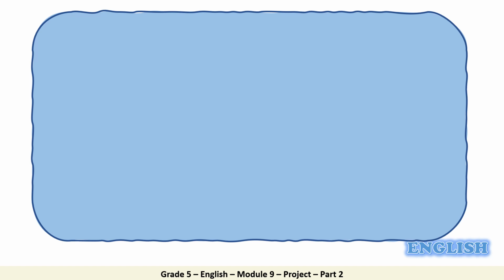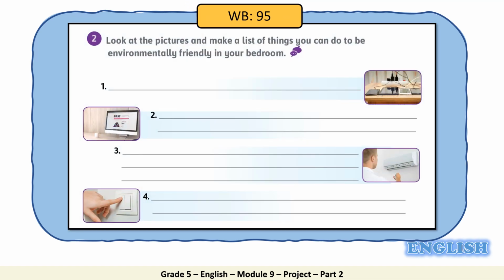Let's start brainstorming ideas. We will brainstorm the most important parts of our poster. To brainstorm ideas, we need help. We will find that help in workbook page 95, exercise number 2. We will write down our ideas here. Now remember, my dear students, these are just ideas, so you don't have to worry about the spelling or the punctuation just yet. Ready to start?